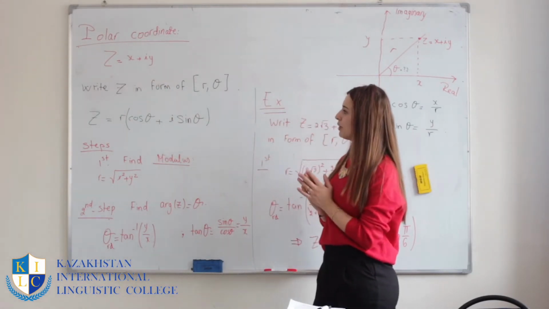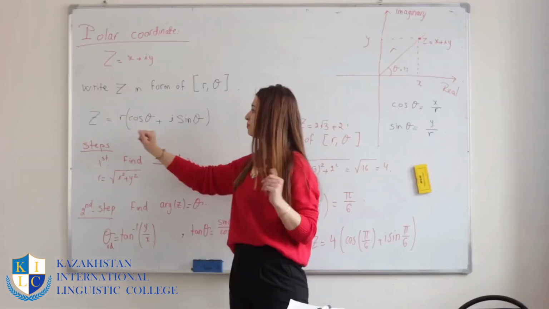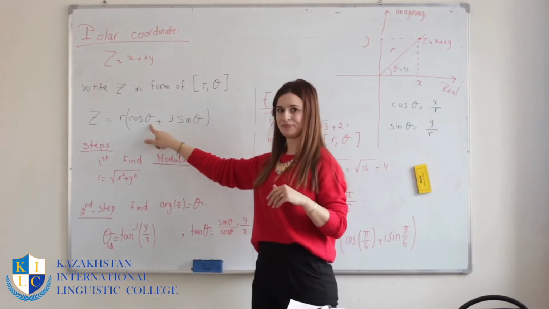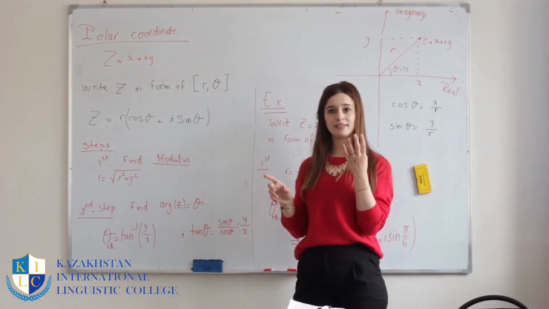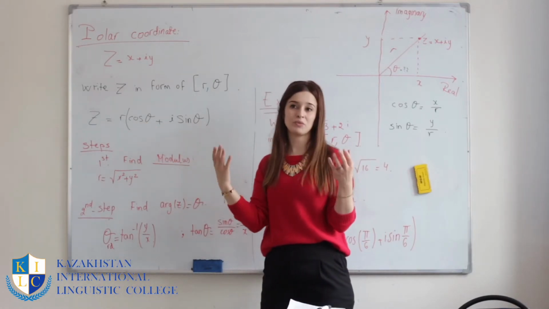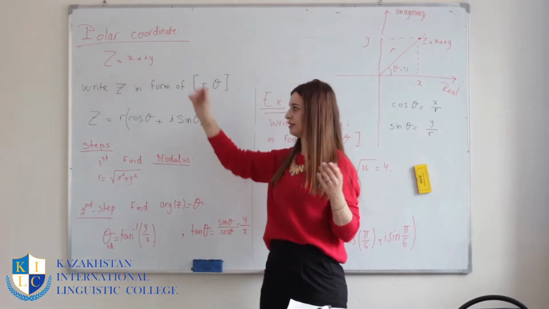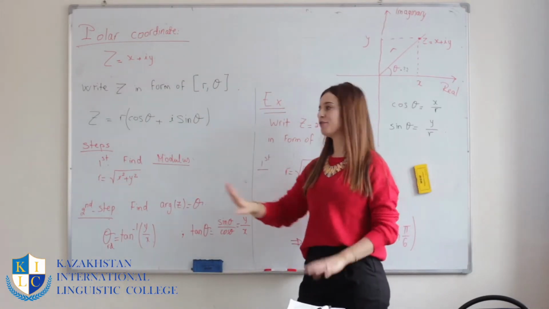First of all, we have to find r, how much it is, and we have to find theta. When you find theta, there is no need to substitute how much cosine theta is, because if you substitute, you will return back to the original form, and this is not correct. Okay, the first step, you have to find r.